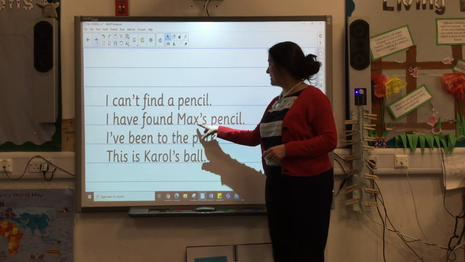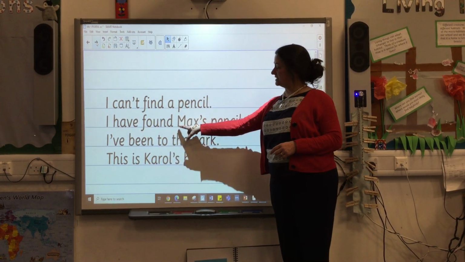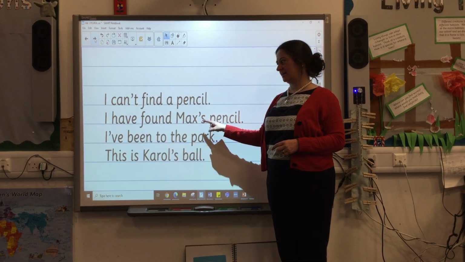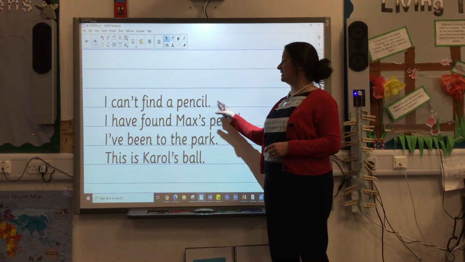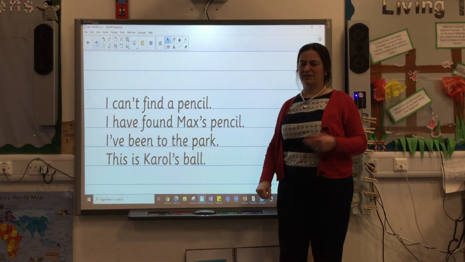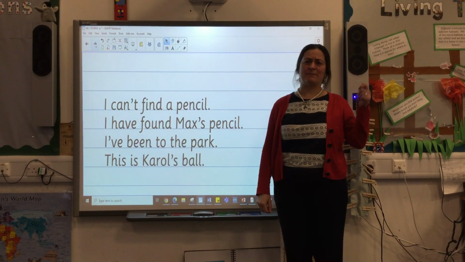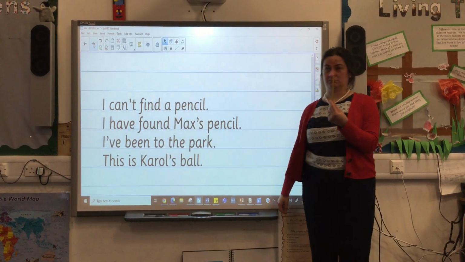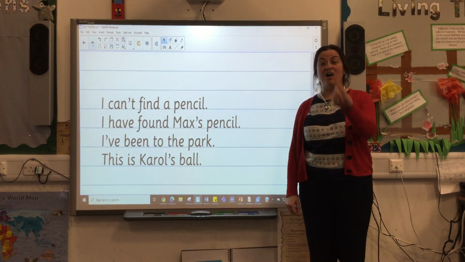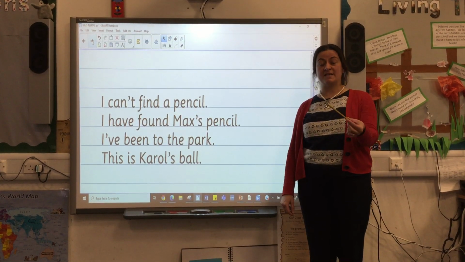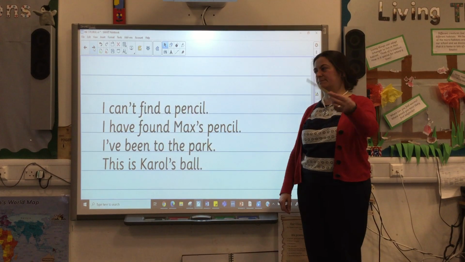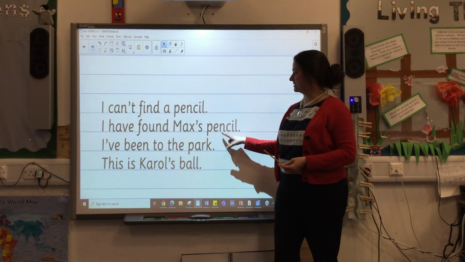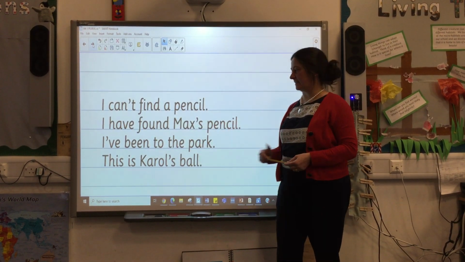I have found Max's pencil. Here's the name Max. Here's the apostrophe, and there's a letter S. It means the pencil that belongs to Max. That's a lot of words to say. I have found the pencil that belongs to Max. I found it, it's just here. It's easier to say, I have found Max's pencil. There's my possessive apostrophe.